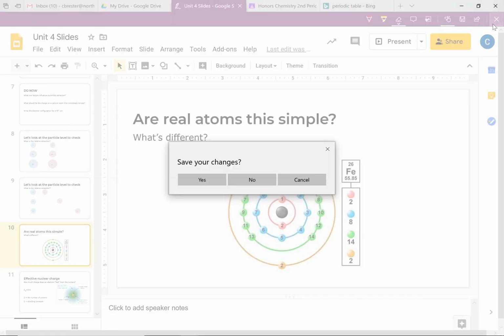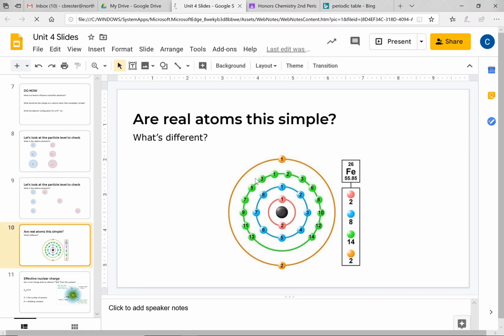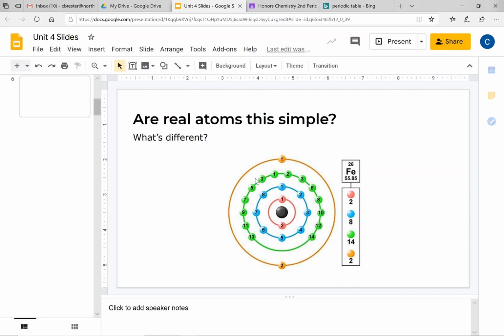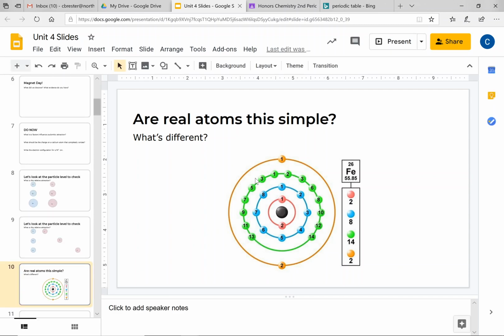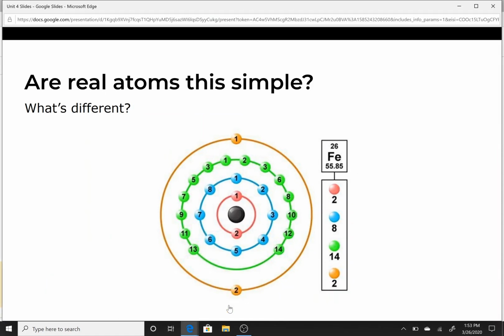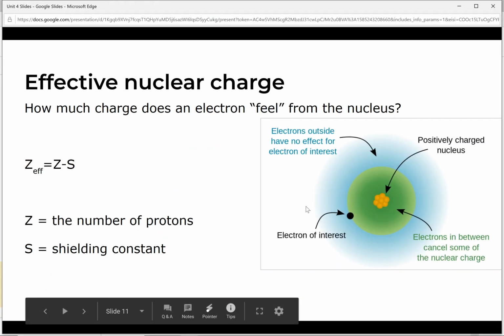I'm going to keep moving forward here. My computer is going to need a sec because for some reason the drawing tool takes a lot of the CPU. Okay, I think we're almost done here.